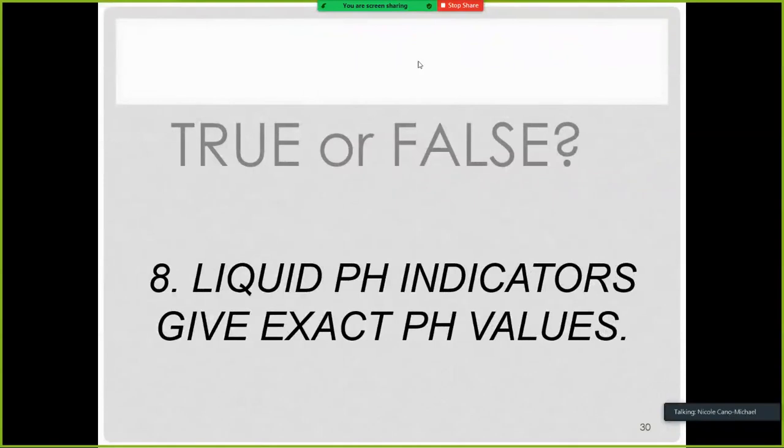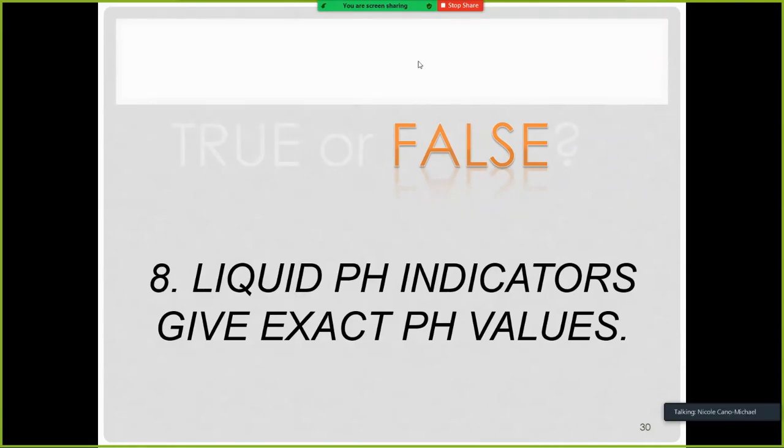All right, second to last one. True or false? Liquid pH indicators are always going to give exact pH values. True or false? And this is false. Most liquid pH indicators are going to give you an approximate pH value.